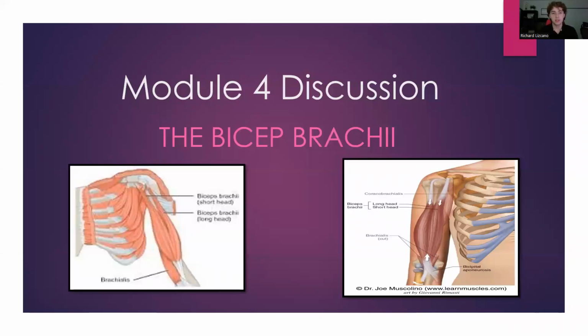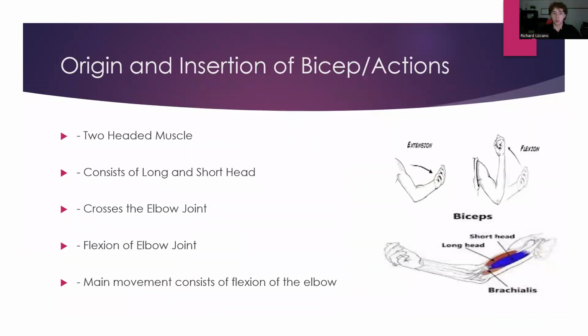Hello, everyone. In today's discussion, we're going to be talking about the biceps brachii. Okay. So now, the origin and insertion of the biceps and its actions. It is a two-headed muscle. It consists of the long and short head.